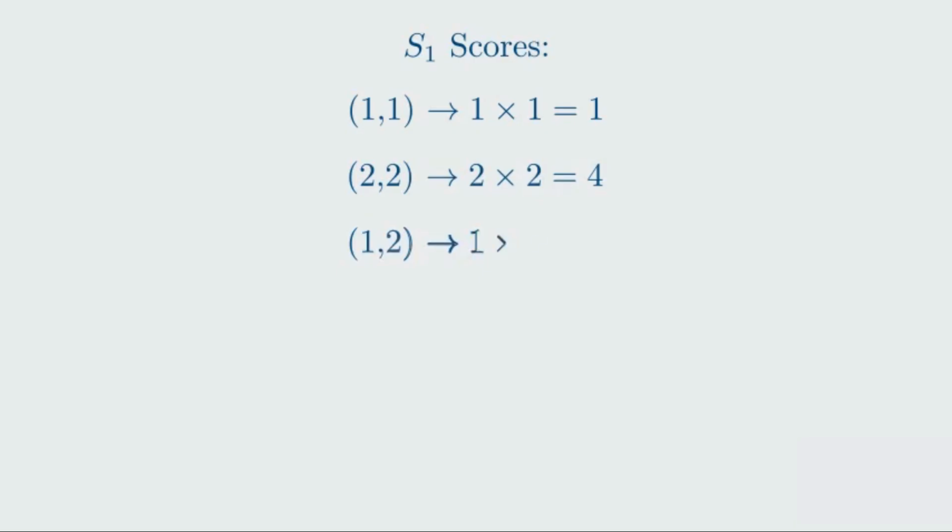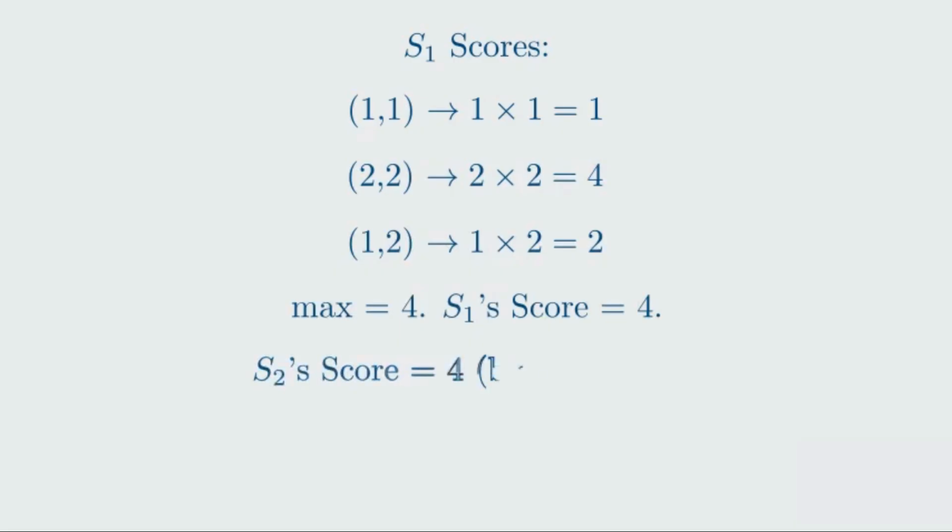Now for S2. S2 was first in race 2 and second in race 1. By symmetry, S2's score will also be 4. So the total sum is 4 plus 4 equals 8. Is this the maximum? Let's try a different strategy.